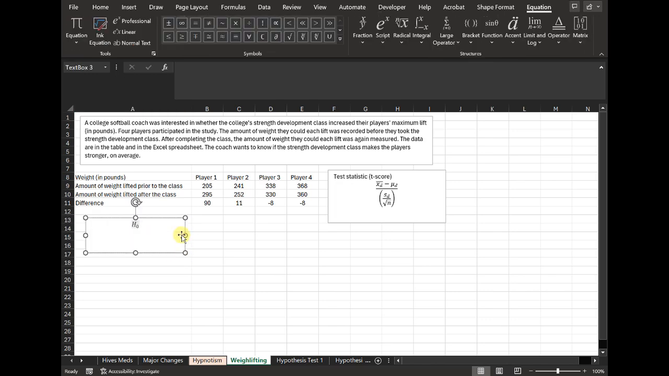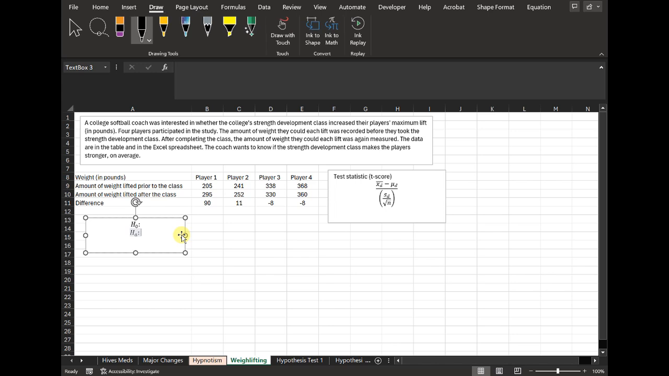So I'll start with my alternative. The coach wants to know if the strength development class makes the players stronger on average, which would mean that the difference should go up. So my mu sub d should be greater than 0. Then my null is mu sub d less than or equal to 0. Okay, so there are my hypotheses.